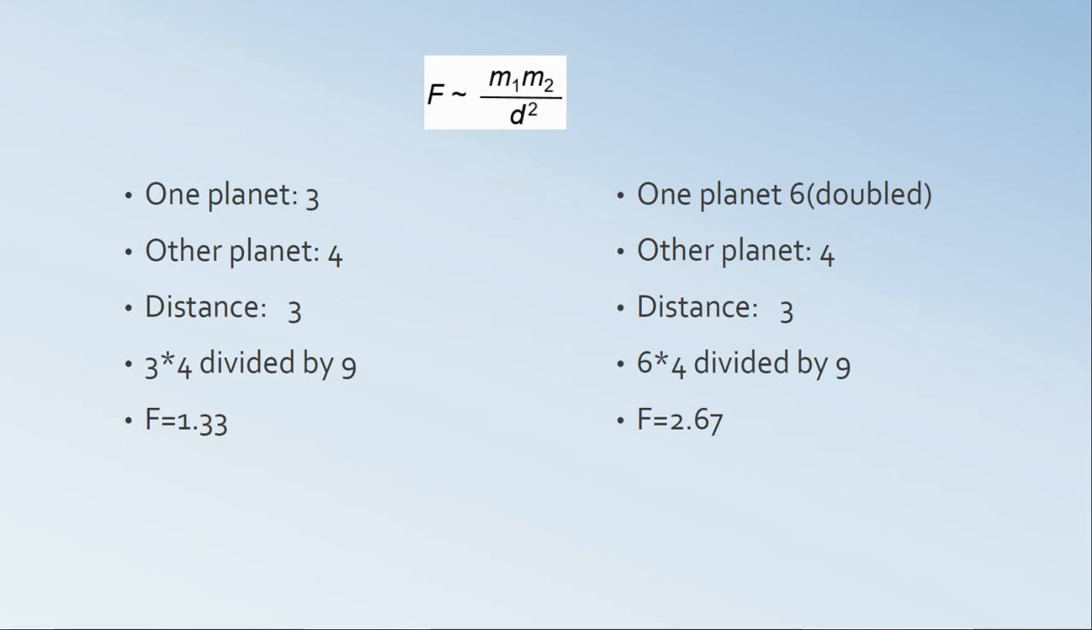But now let's double the mass of planet 1. So its mass jumps from 3 to 6. And the other planet and the distance stay the same. So now our equation is going to be 6 times 4, 24, divided by 9 because the distance stayed the same. And we get a force of 2.67. So you can see that when we doubled the mass of one of the planets, we doubled the attraction between them.